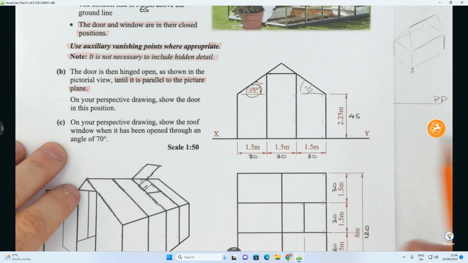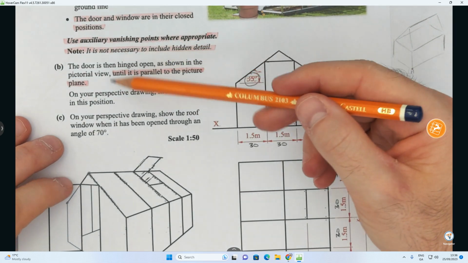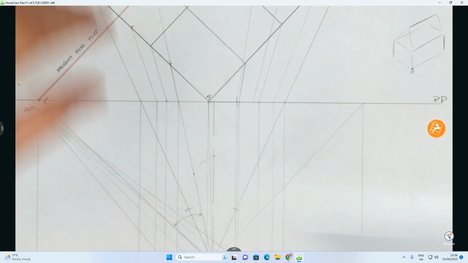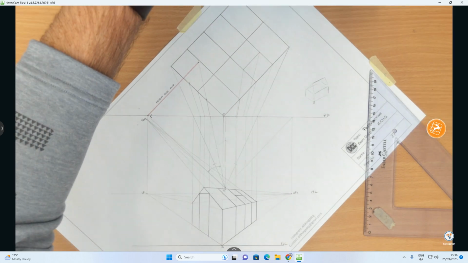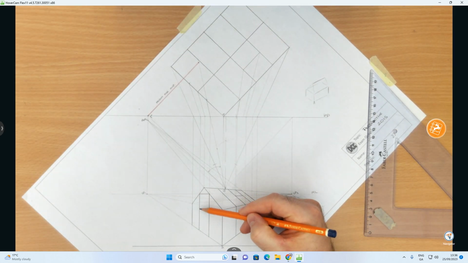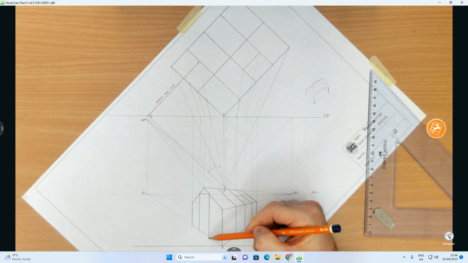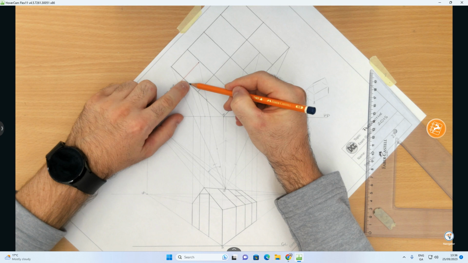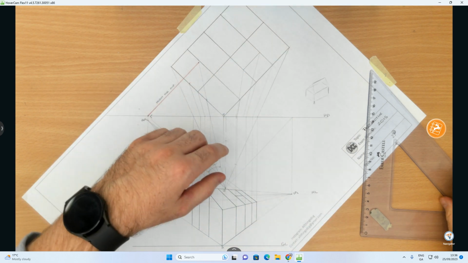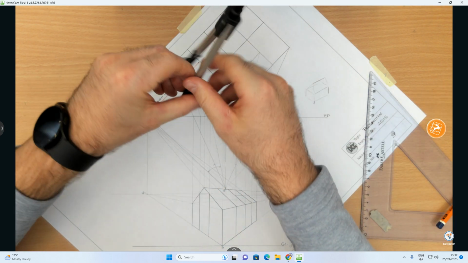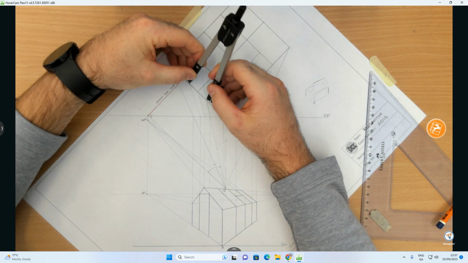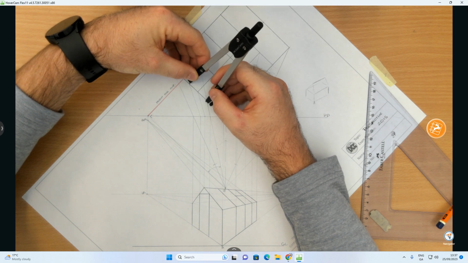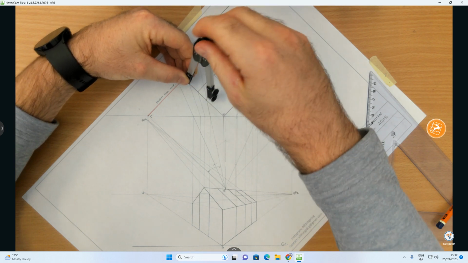Essentially we have to draw the object now when the door has been opened and it is parallel with the picture plane. Using the information there, this edge here is our hinge, and this is the bit that it's swinging out from. So technically this point right here, that 30 millimeters that we measured in, that's our hinge. So first thing I need to do is rotate the door from the hinge, so it's going to swing around. Put the compass there, pencil point here, and I'm going to rotate the door.